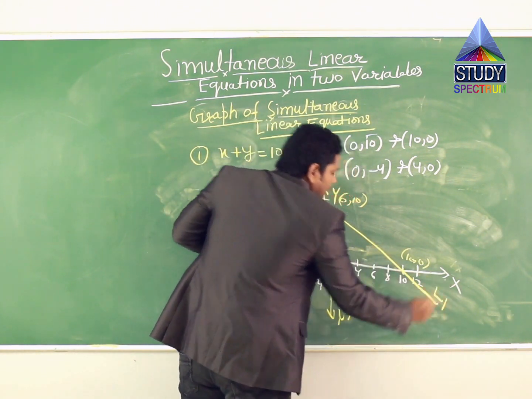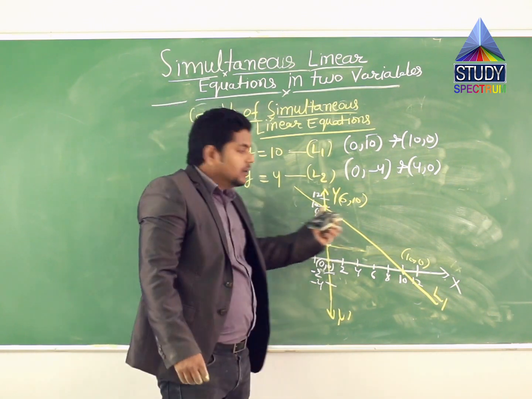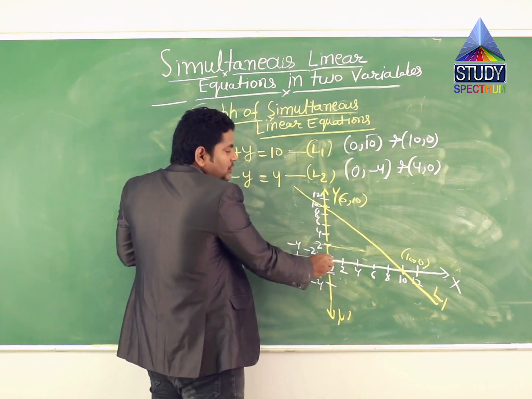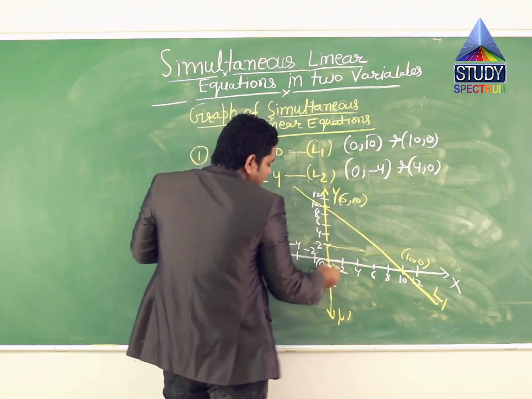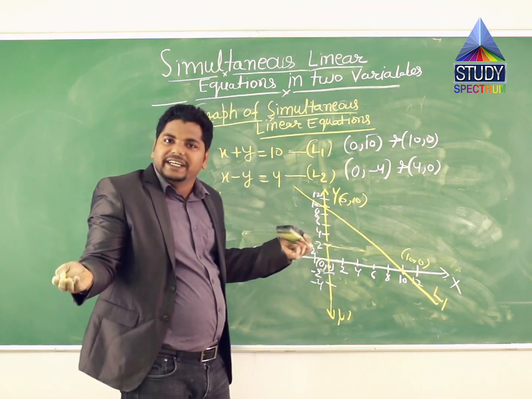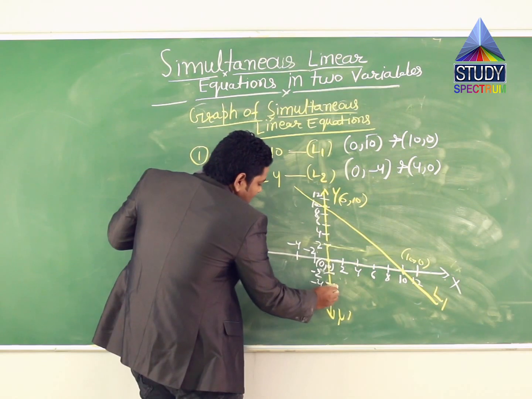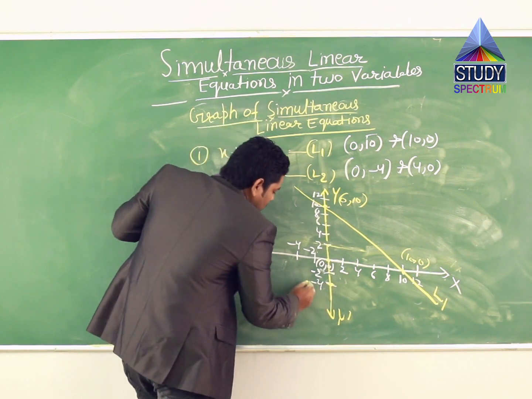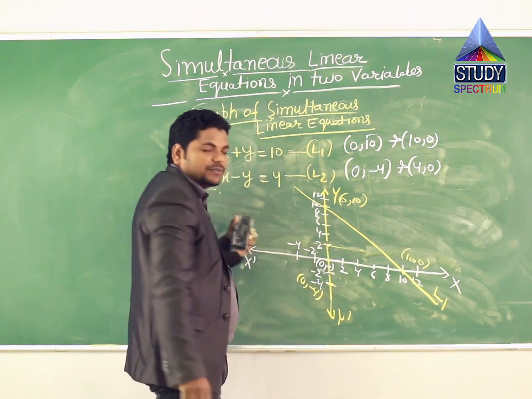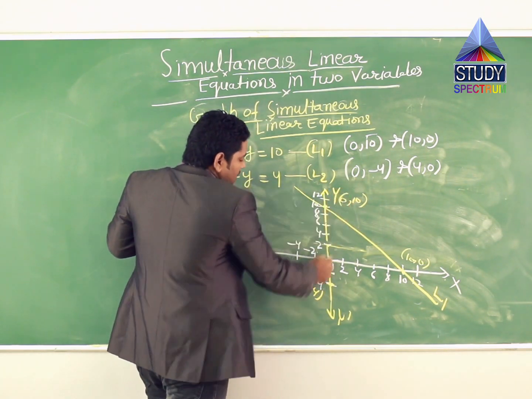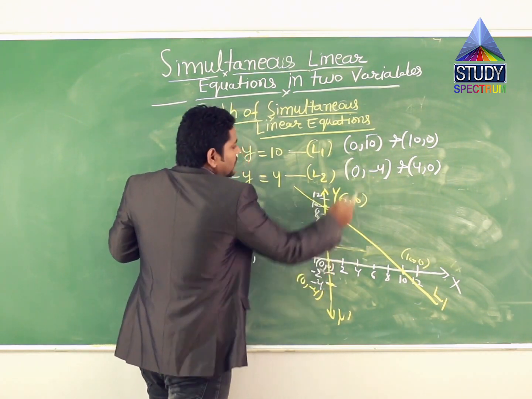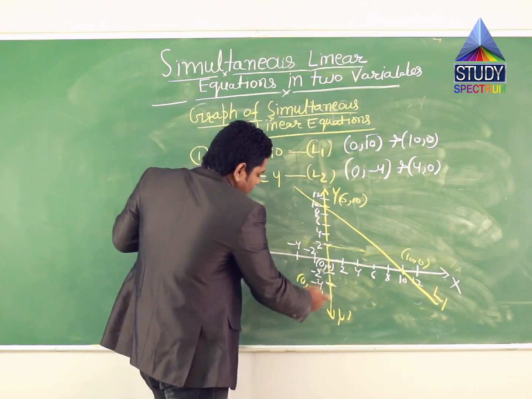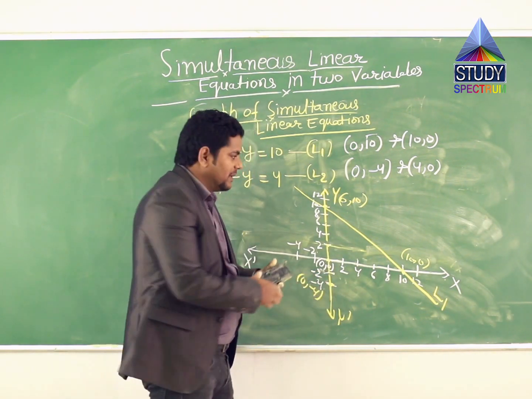This is L1. Okay. Now go for L2. First point is (0, -4). It means the x coordinate is 0, so we have not moved in the x direction, and in the y direction we have moved 4 units in the negative y direction. So this is the point (0, -4).